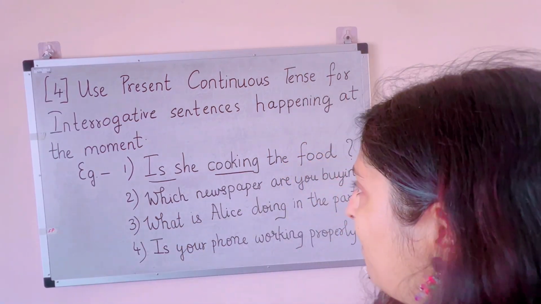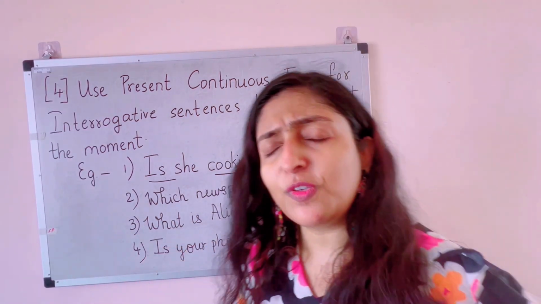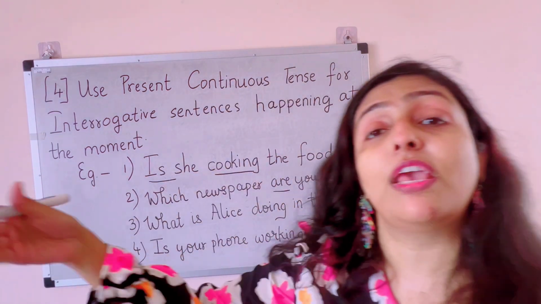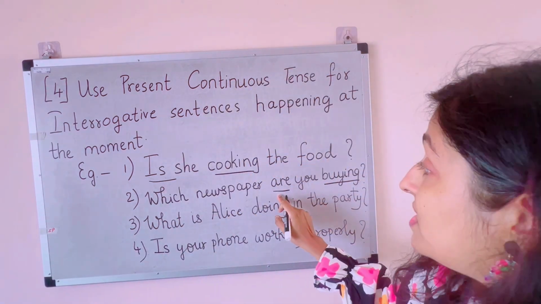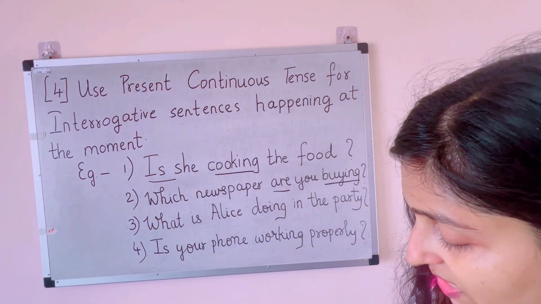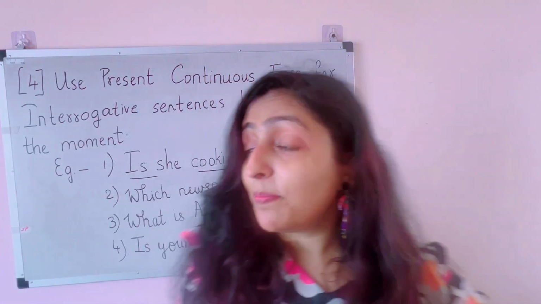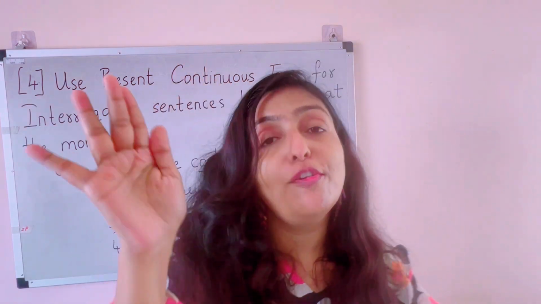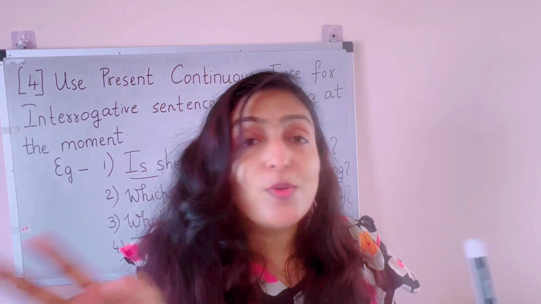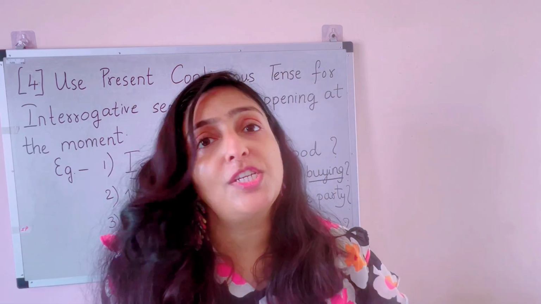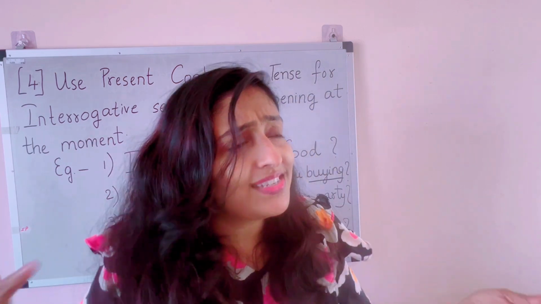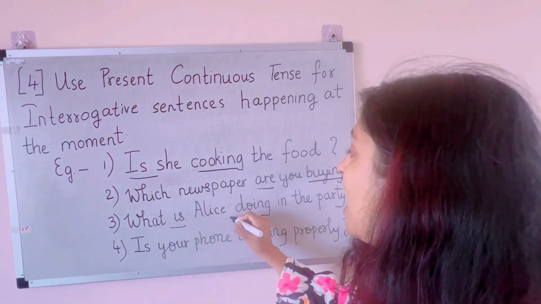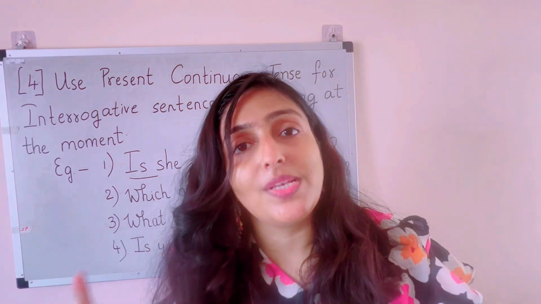Now look at the second example. Hey, Alice, which newspaper are you buying? Which newspaper are you buying on a regular basis, on a daily basis? It's present continuous tense. The third example is, what is Alice doing in the party? Imagine that you've gone for a birthday celebration and you see your friend there. You have never expected your friend there, and you say immediately, what is she doing in the party? What is Alice doing? In such situations, again we use present continuous tense.